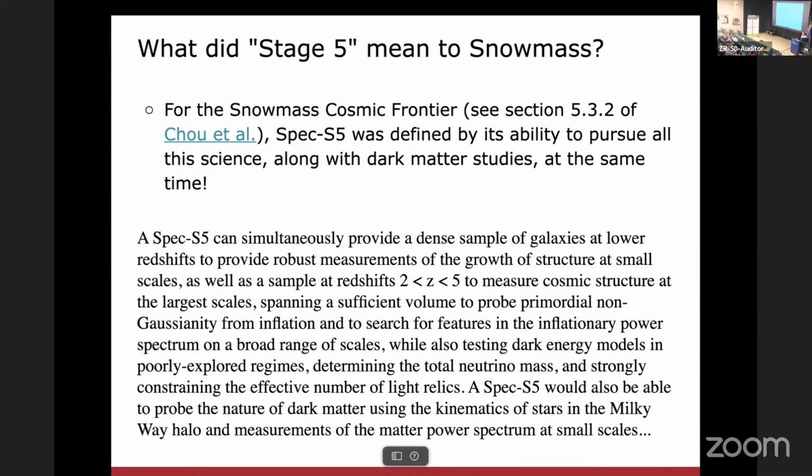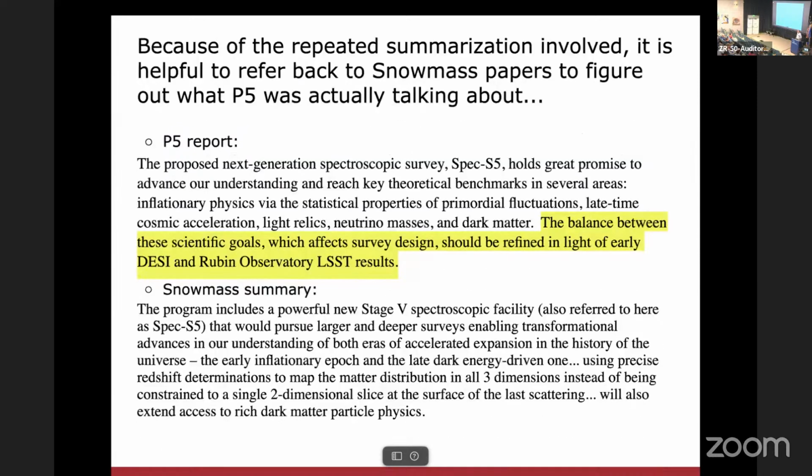So one thing I wanted to comment on, we heard a definition of SPEC-S5 yesterday, which is basically something that can multiply the primordial modes by 10. I did want to mention what SPEC-S5 actually meant to Snowmass. For Snowmass, SPEC-S5 was really defined by its ability to do all the different science that people had laid out, looking at the galaxy halo, looking at low redshift tracers, looking at high redshift tracers simultaneously. So it's really being able to do all of this science that made something a SPEC-S5 rather than one particular measurement. Because this facility really would be tremendously flexible in many different scenarios.